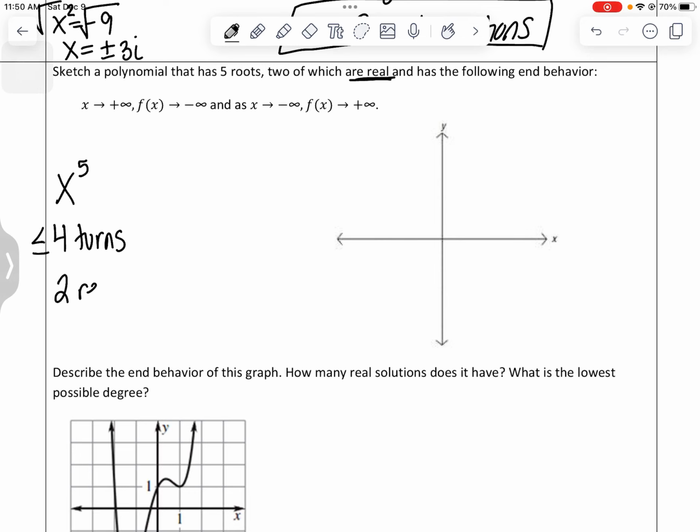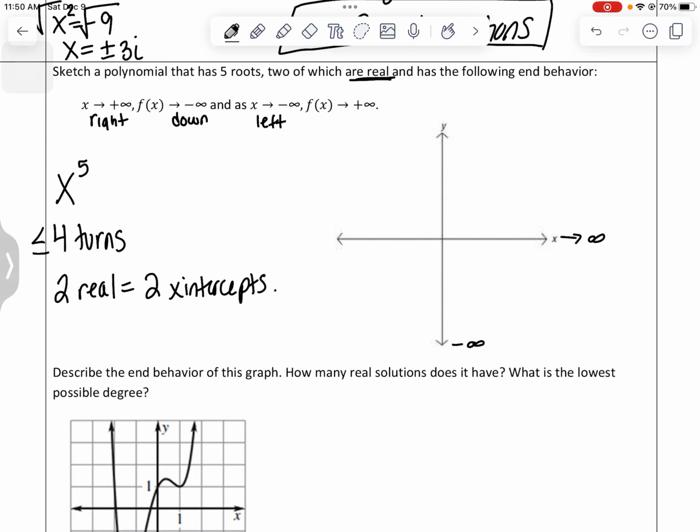And you have 2 real roots, which means you have 2 x-intercepts and no other x-intercepts. And then we have the following end behavior. As x is going to the right, or as x values are increasing, so x's get bigger to the right, the function is going to be decreasing. It's going to negative infinity. So on the right, we're going down.